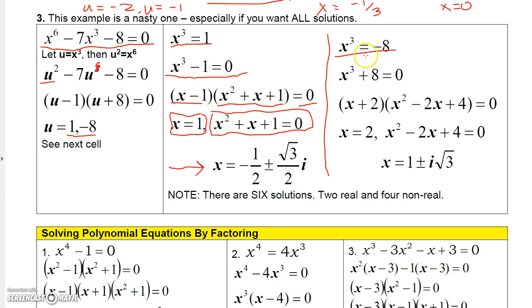Now let me just walk you through this. If you go through the same steps here, you're going to factor this using the sum of cubes formula, and you're going to get x equals -2. And then when you solve with the quadratic formula, you're going to get x equals 1 plus or minus i square root of 3. And so that's basically the 6 solutions that you would have. You have 2 real and 4 non-real solutions.